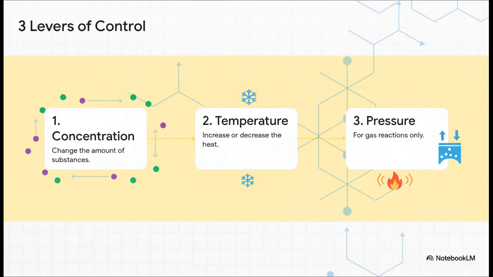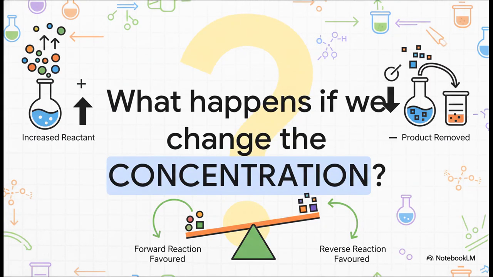And for your exam, there are three main levers you can pull to manipulate equilibrium. We can change the concentration, we can change the temperature, and, only for reactions with gases, we can change the pressure. Let's go through them one by one. First up, concentration. What happens if we suddenly dump in a load more reactants? Or what if we find a way to remove the product as soon as it's made? How is the system going to try and counteract that?